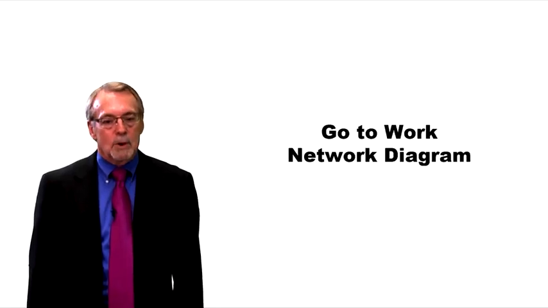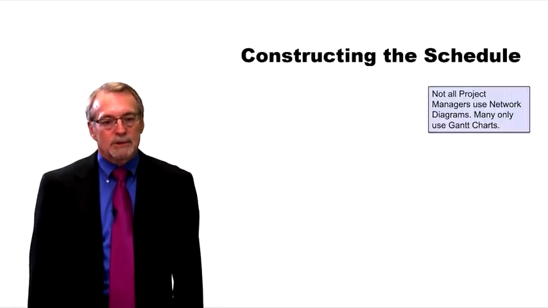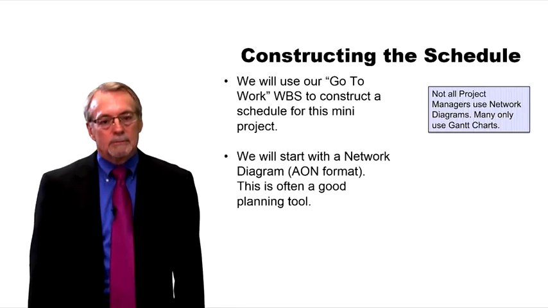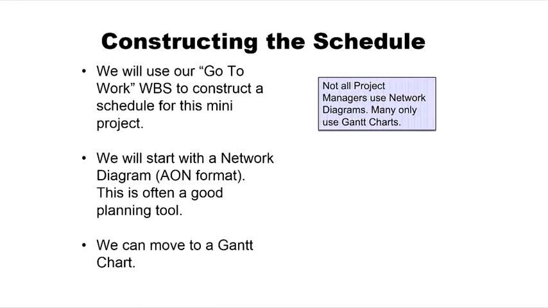We're going to turn this into a go-to-work network diagram. So we're actually going to construct the schedule here. We'll use our go-to-work WBS for a little mini project here. We're going to start with an activity on node format. And it's, like we said, often a good planning tool. If we choose, we can turn that into a Gantt chart. We'll start with the network diagram first.